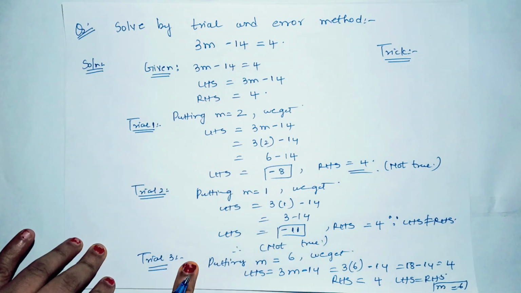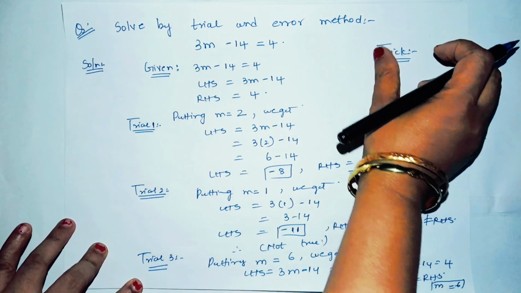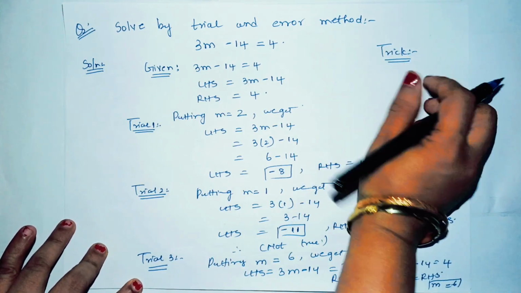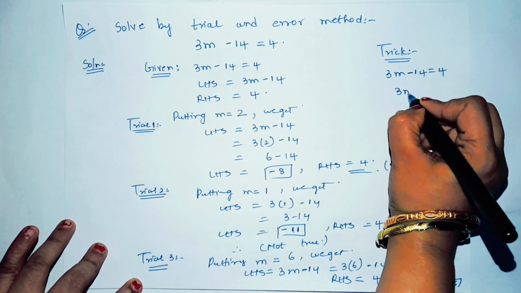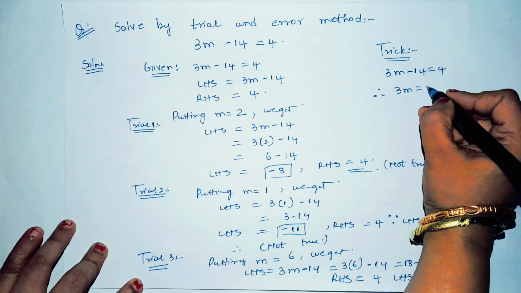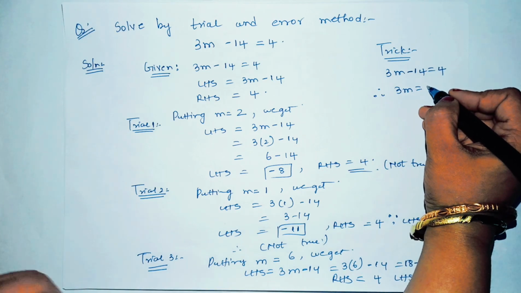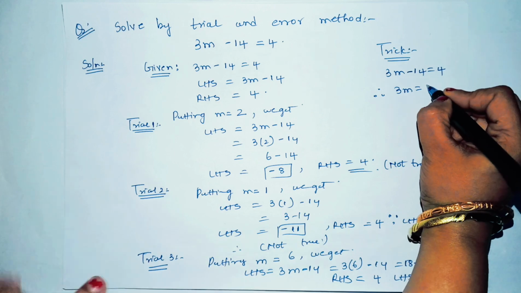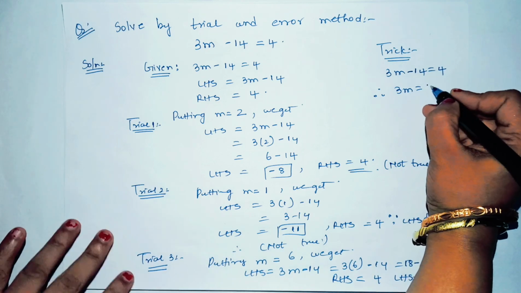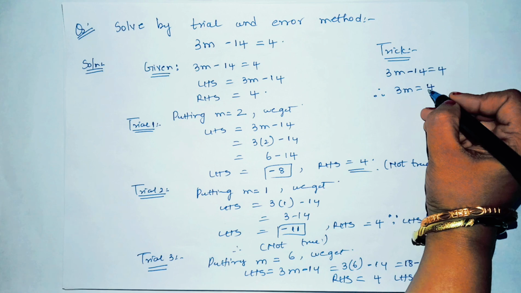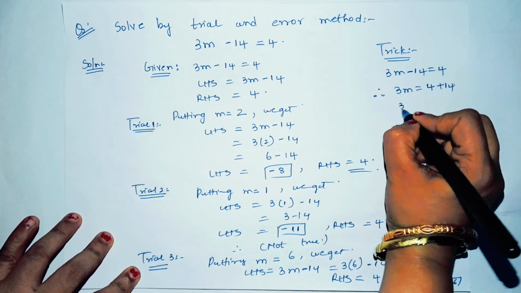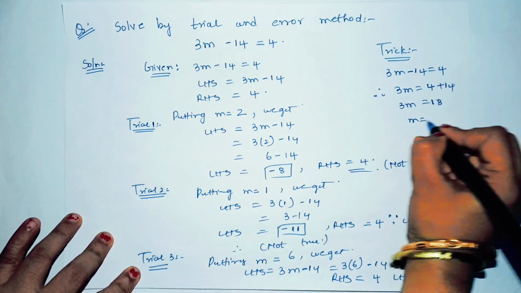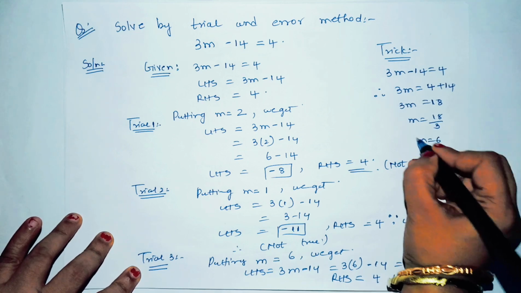In case you are not getting the answer, what you can do is this trick: solve it with pencil and after that you can erase it. So 3m equals, therefore, this you are going to learn in the next class, how to solve an equation. But here I am just showing you how to find out the exact value of m. You are not supposed to solve by one trial. At least try with trial 1, trial 2, maximum trial 3. Now plus 14, 3m equals 18, m equals, by the transposition method, m is equal to 6.